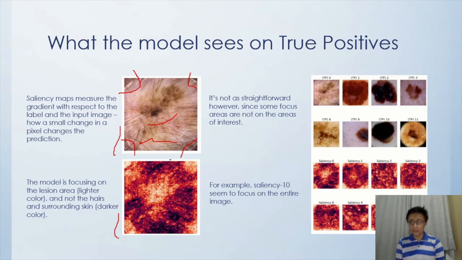So for example, for a particular image, TP1, you can see that its focus is quite on the middle, but not on the entire lesion. For TP9, it's also matching quite well, but take note of TP8, where the focus is quite spread out. The same is true for saliency 10, which focuses on like the entire image.